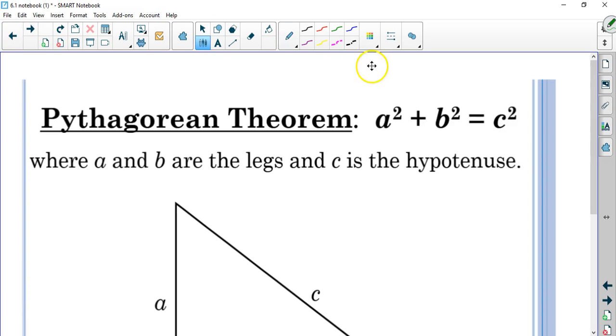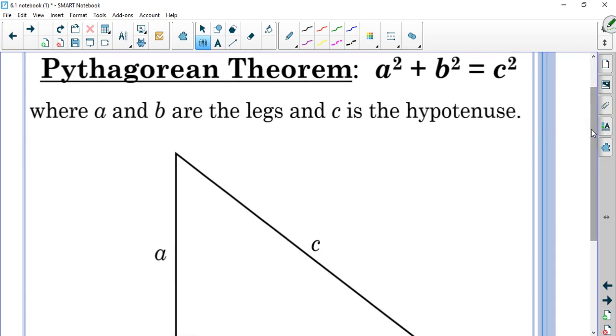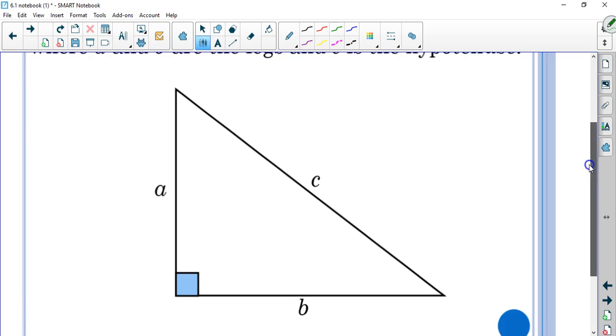Now, here is the actual theorem. A squared plus b squared equals c squared. And this part right here is what I was talking about. A and b don't matter. They are interchangeable, how you enter the numbers. But what is always the same is c. And the reason I talk about that being important is a lot of times people want to always plug in their numbers for a and b and never for c. And it depends on what you're given. You've got to pay attention to the letters.